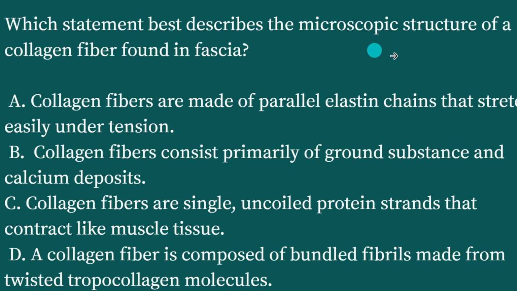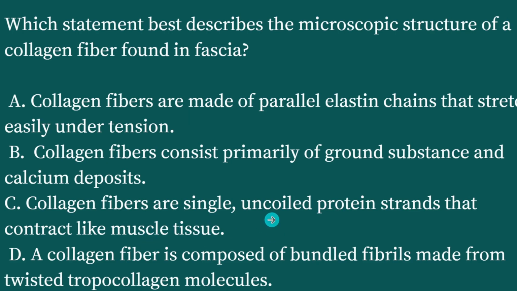Which statement best describes the microscopic structure of a collagen fiber found in fascia? Okay, we're looking for the best description of collagen fiber. So A, collagen fibers are made of parallel elastin chains that stretch easily under tension, which, collagen and elastin are separate things. Okay, B, collagen fibers consist primarily of ground substance and calcium deposits. Well, that would be bone, not collagen fibers. C, collagen fibers are single, uncoiled protein strands that contract like muscle tissue.